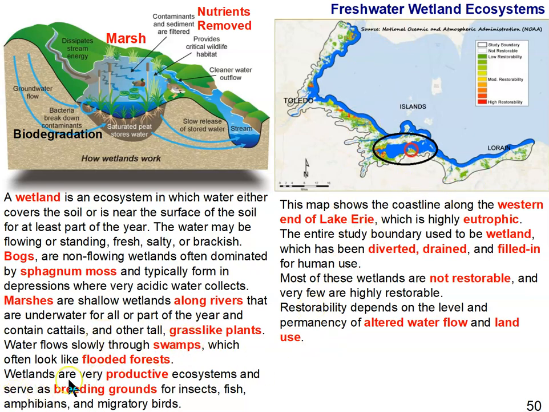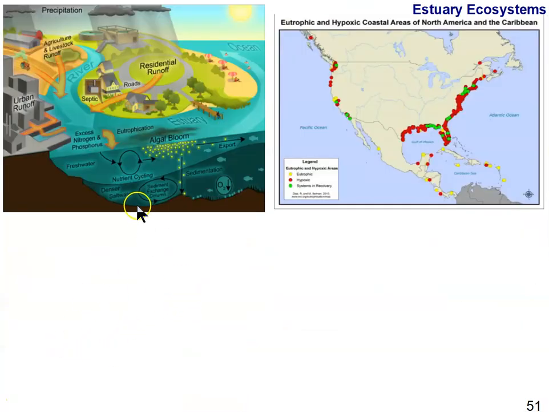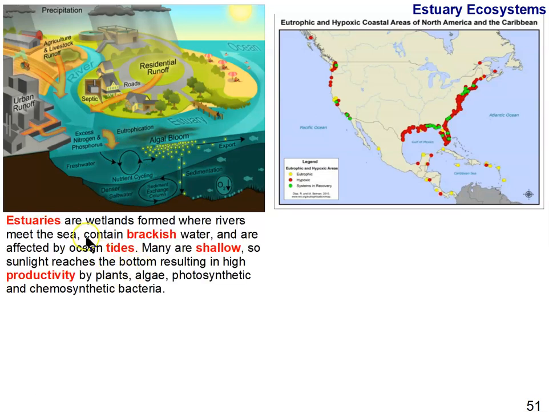So along with freshwater wetlands, there are also saltwater wetlands. That's what we call an estuary. And an estuary is a wetland that's formed where rivers meet the sea. So here's a river coming in, and here's the ocean out here. And so there's a mix of both fresh and salt water. And again, that's what we refer to as brackish.